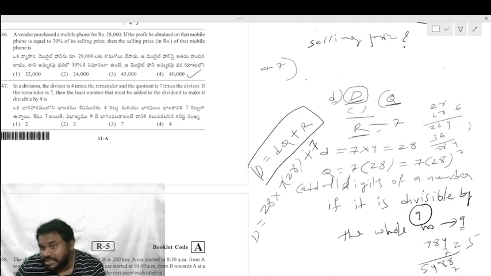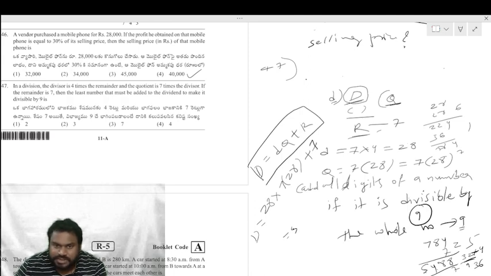Now I'll add these digits. 5 plus 4 is 9, 9 plus 4 is 13, 13 plus 8 is 21... adding all the digits of 5488 plus 7 gives 32. Is 32 divisible by 9? No. What number should I add to make it divisible by 9? I should add 4, then it will become 36.